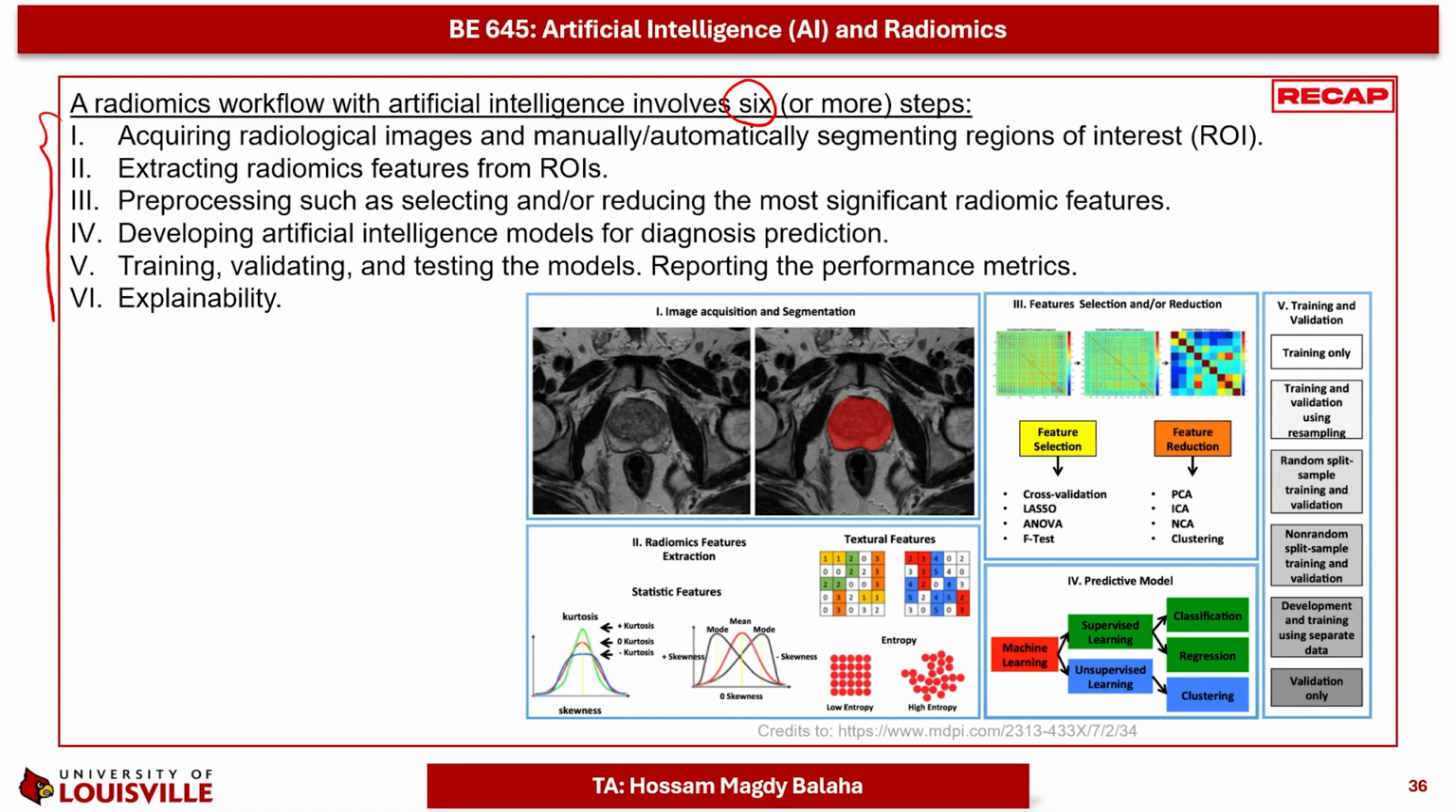the radiomics workflow, which are getting the dataset, applying manual segmentation, and optionally applying automatic segmentation, and then extracting the different radiomics features from these ROIs, or regions of interest, and then applying pre-processing such as feature selection, where we get the most significant radiomics features. After that, we start developing the artificial intelligence model for prediction or classification, and in that step, we apply training, validation, and testing, and then report the performance metrics for the training, validation, and testing.